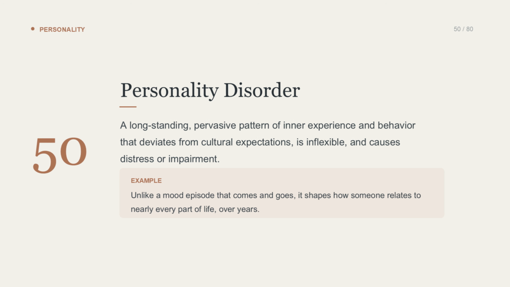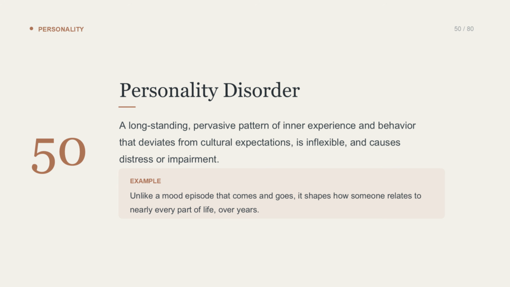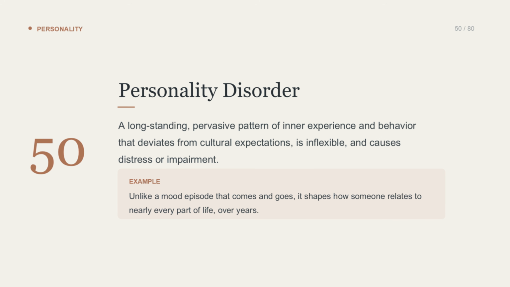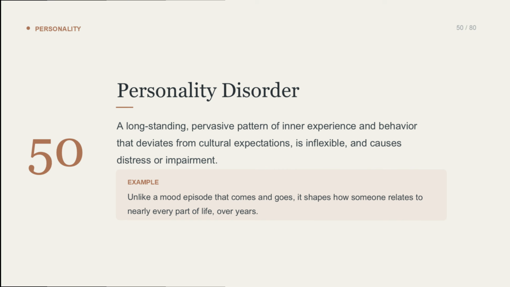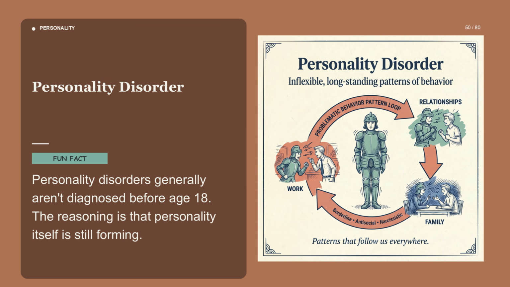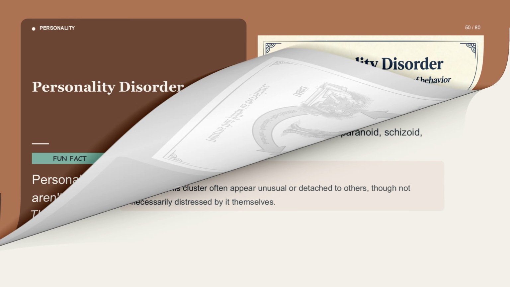50. Personality disorder. A personality disorder is a long-standing, pervasive pattern of inner experience and behavior that deviates from cultural expectations, is inflexible across situations, and causes distress or impairment. For example, unlike a mood episode that comes and goes, a personality disorder shapes how someone relates to nearly every part of their life, consistently, over years.